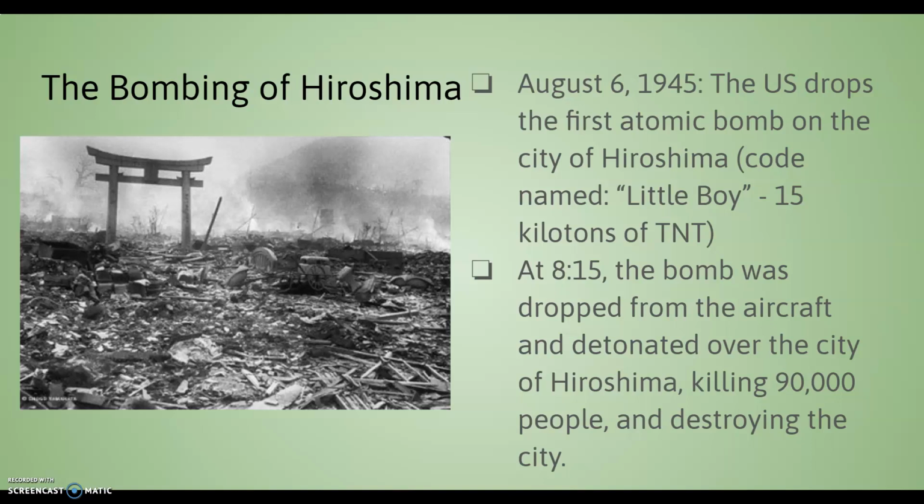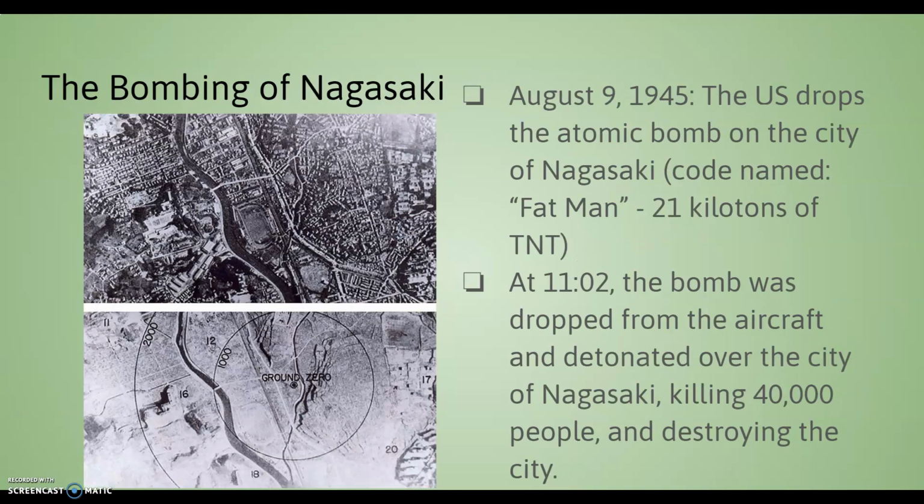Okay, and so the Japanese high command to the emperor, they're like, whoa, that was crazy. And the Americans say, surrender, or we're going to continue this. And the Japanese say, no, we're not going to do that. So the Americans say, okay. And on August 9th, 1945, the U.S. drops a second atomic bomb on the city of Nagasaki.